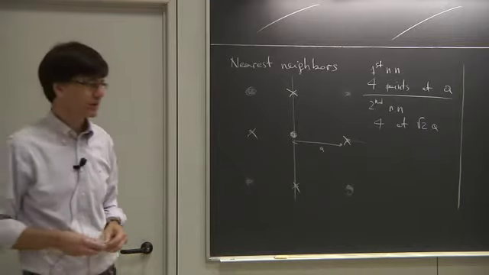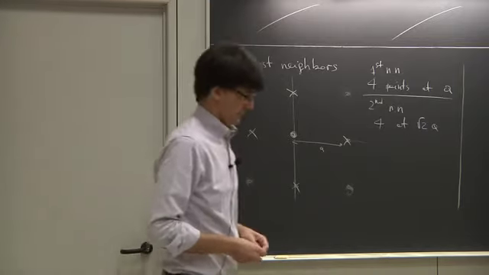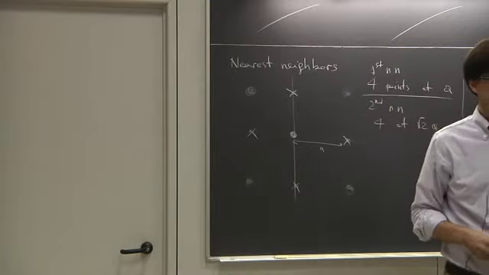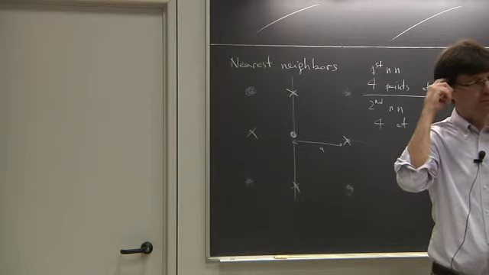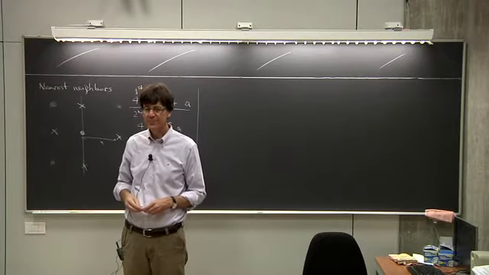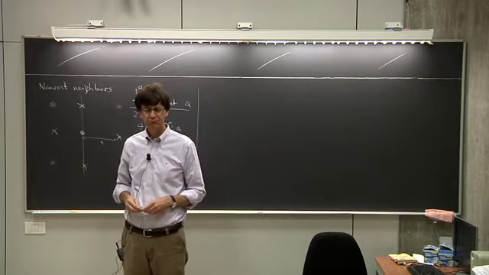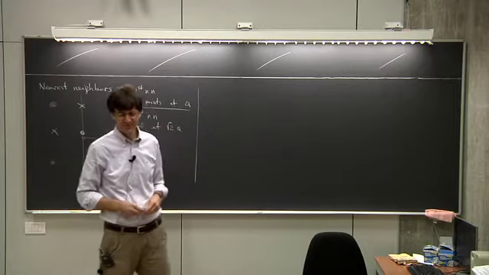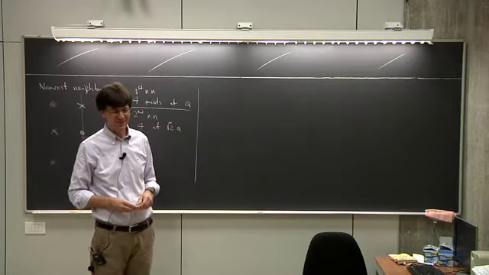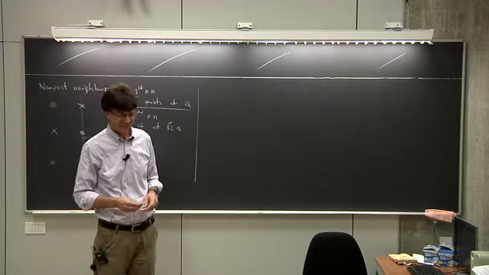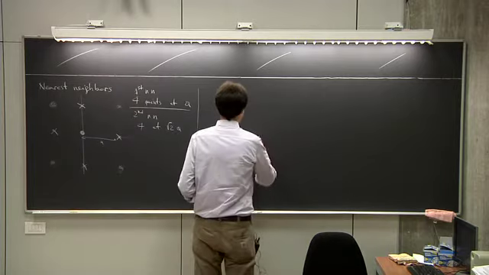Can anybody tell me? Don't ask me to draw it again, it's too complicated. How many second nearest neighbors do we have in a triangular lattice? You sure? Do I need to draw it? Okay, good. All right.